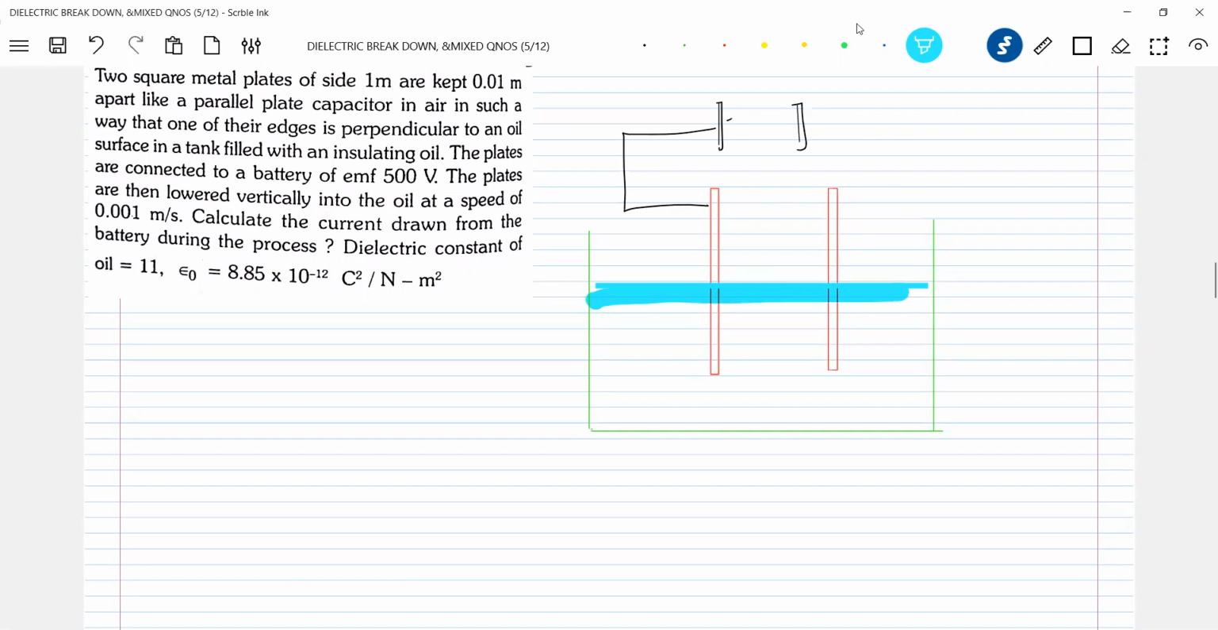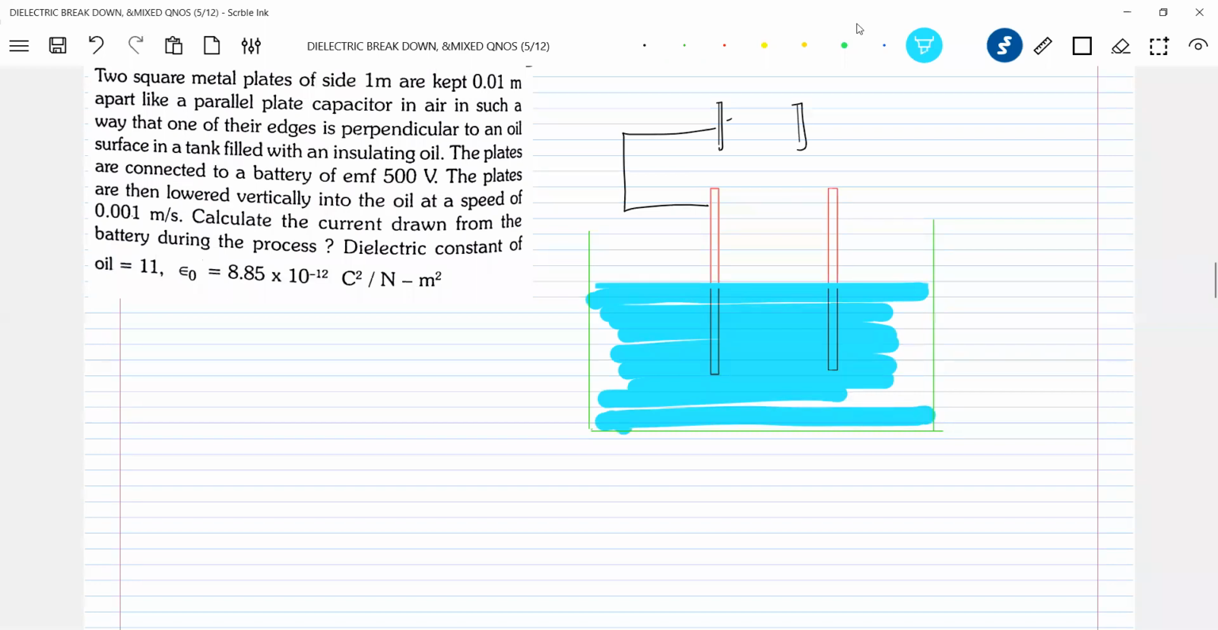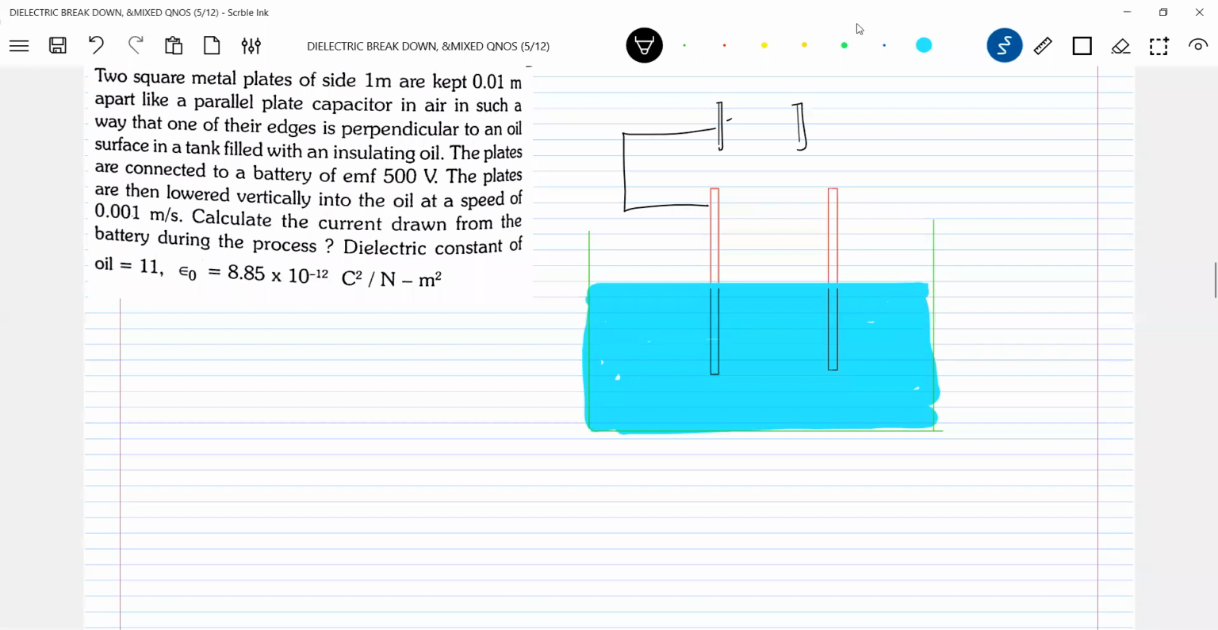So this will be the oil filled tank. So the blue color is what? The oil. Just simple, if you can get the basic diagram again, you can manage. Now the plates which are immersed, what happens?